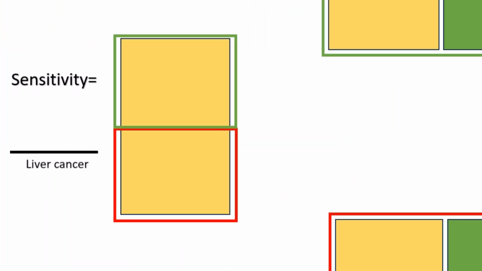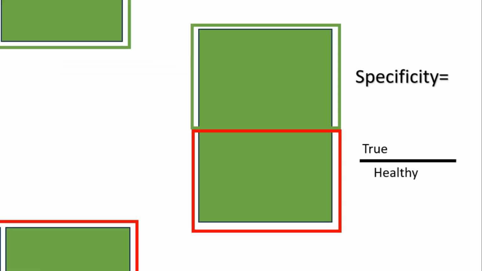Let me explain for each of them. In sensitivity, the denominator is liver cancer population or people with liver cancer. The true population out of this will be the ones which are labeled sick apart from being sick, also called as true positive. In specificity, denominator is of healthy people. The true population in this case will be those people who were also labeled healthy apart from being healthy.